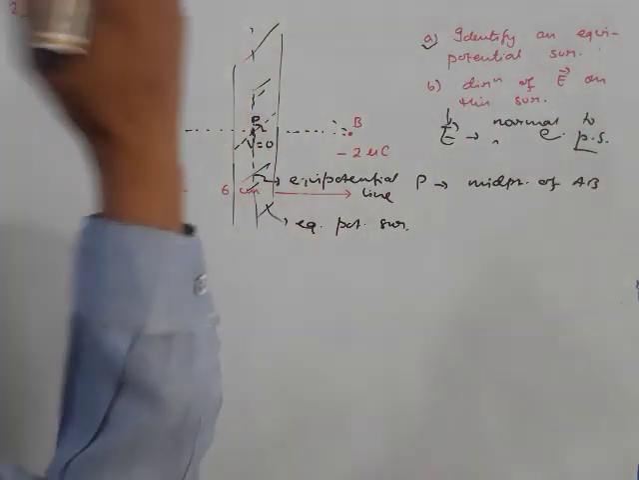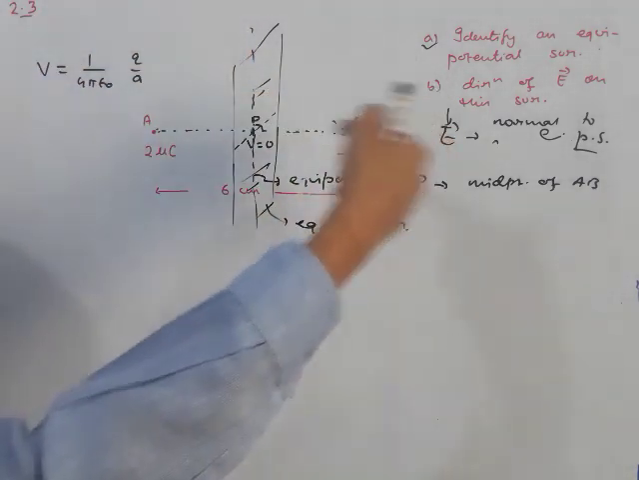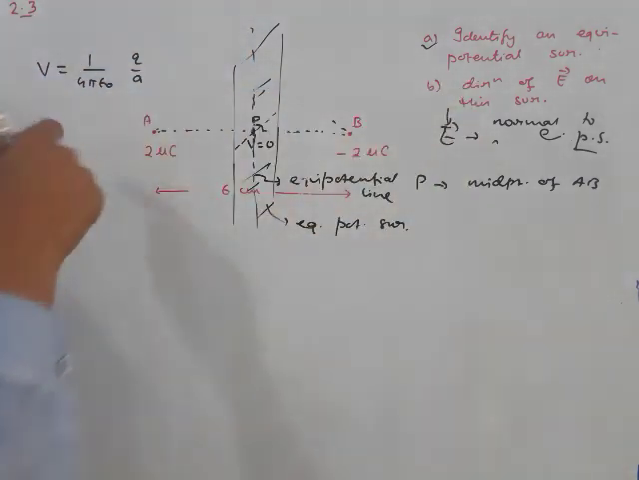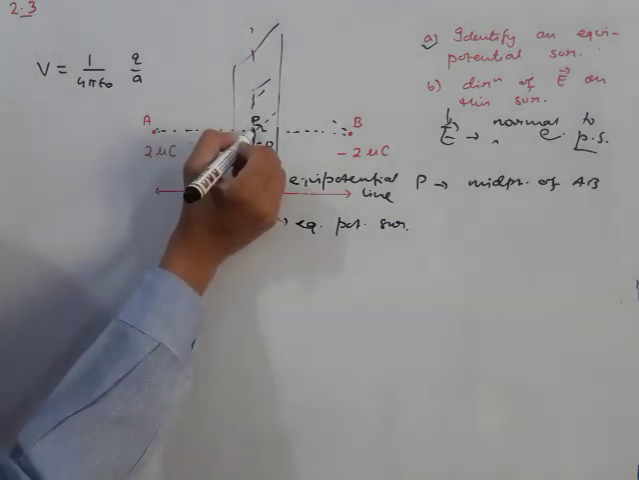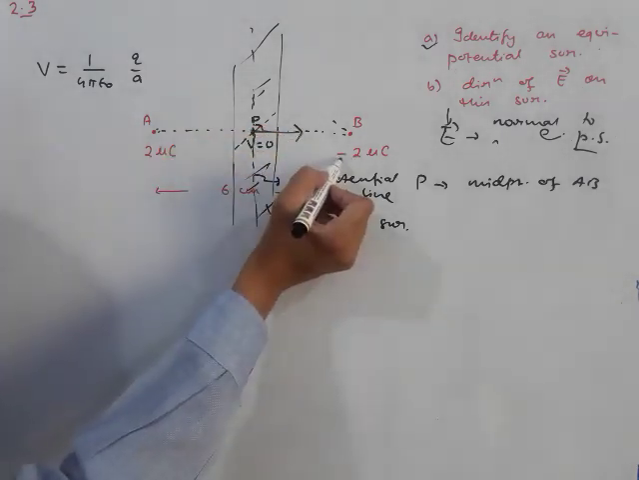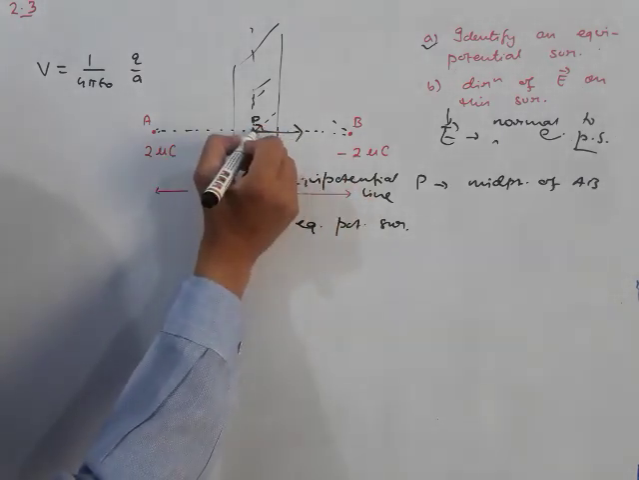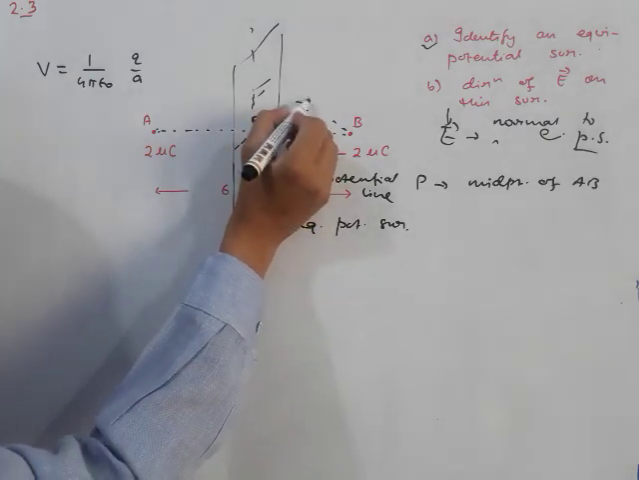Now this equipotential surface is like this, so its normal should be in this direction or in this direction. Out of these two directions you have to choose one. That is obvious. You see, due to 2 microcoulomb, consider the midpoint, the electric field will be in this direction, and due to minus 2, because it is negative, again electric field will be in the same direction. So the net direction of electric field will be like so.